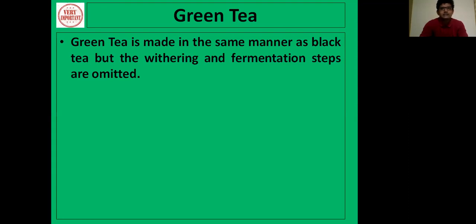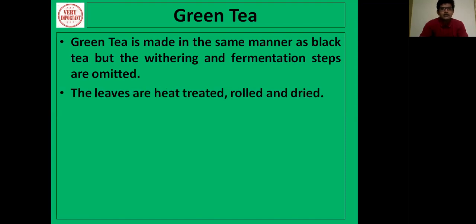Now here, what is happening? In the preparation of green tea, these two steps are omitted. Because no fermentation occurs, which is actually responsible for the change of color from green to copper, only the green color remains in the green tea powder. So no fermentation steps occur in the preparation of green tea powder.